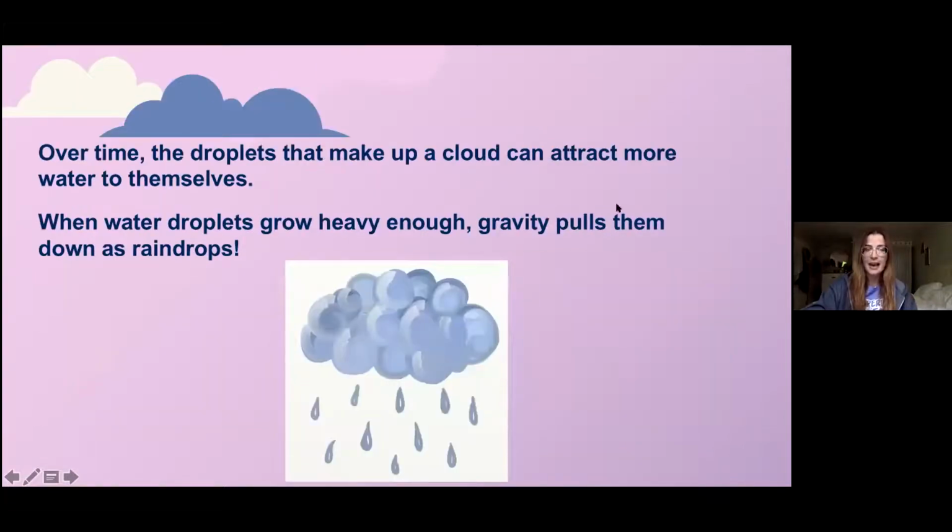And then over time, the droplets that make up the cloud actually start to attract even more water by the law of attraction. And so when water droplets grow heavy enough, because if you know something heavy, it's going to fall, right? So we think of gravity and it pulls them down as raindrops.